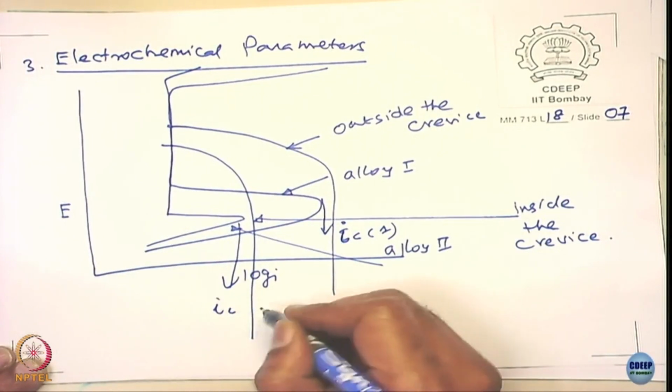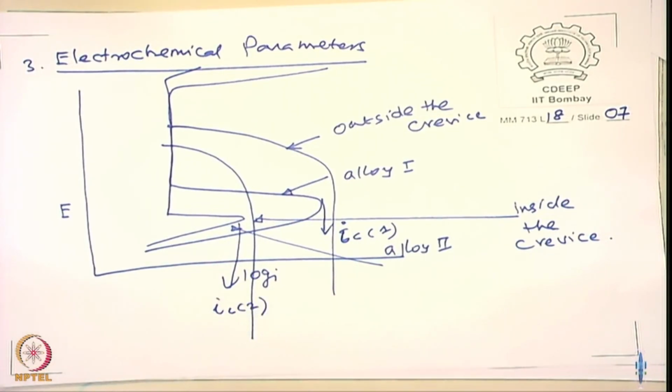So why does it happen? You look at this polarization curve, what are these things? Use the right terminologies. Yes, so the critical current density, IC of alloy 1 and IC of alloy 2. It's simple, right? It is not even magic. So it's a simple one.